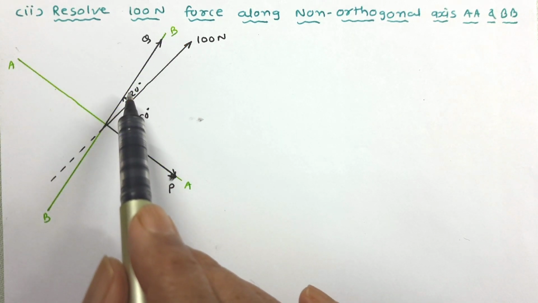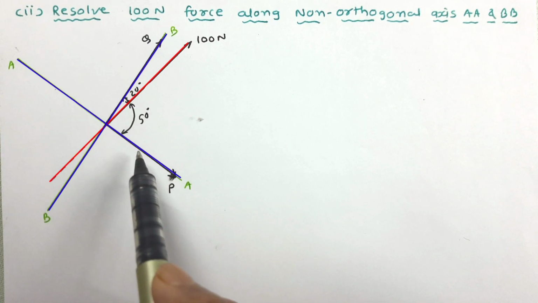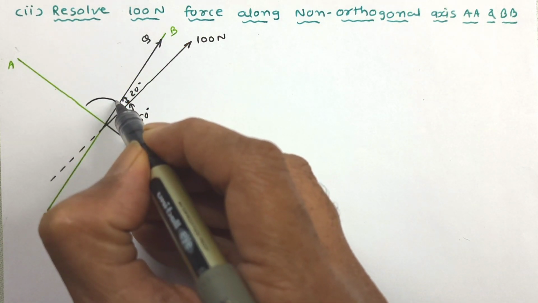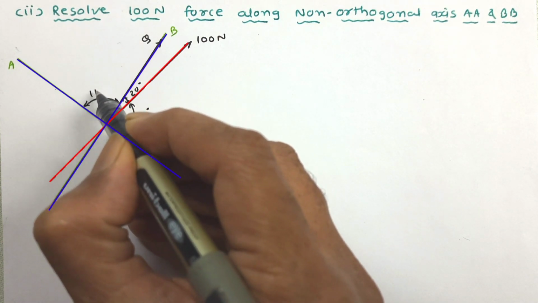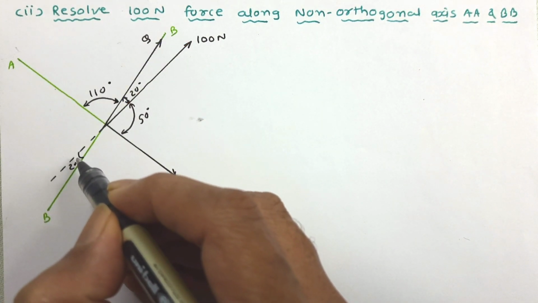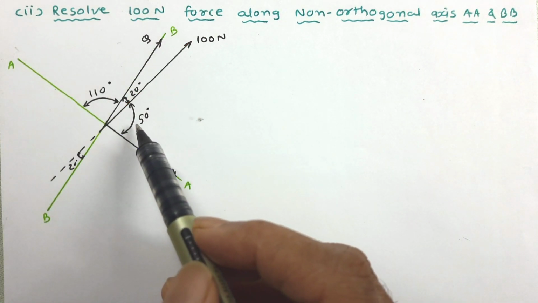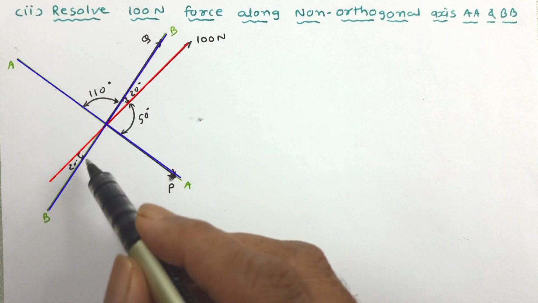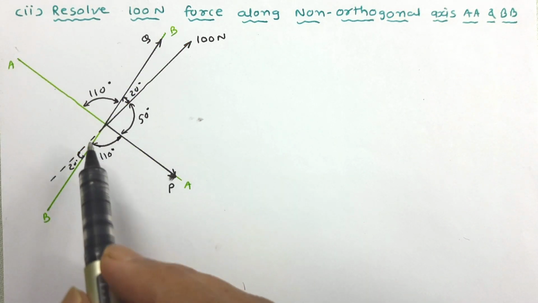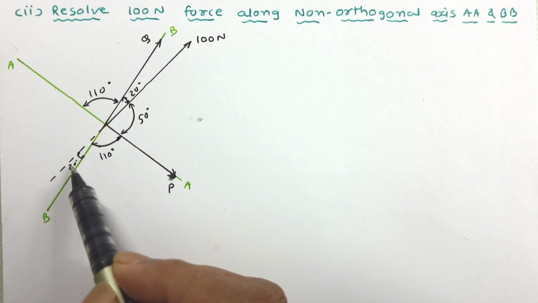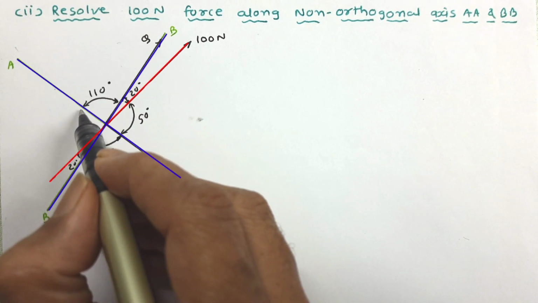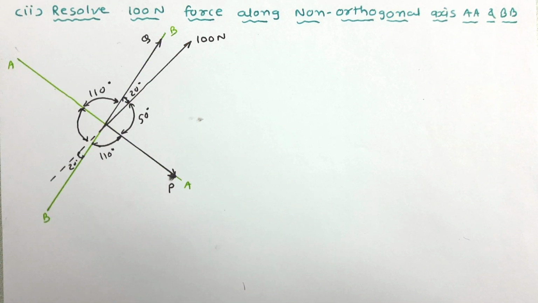So this angle is 50, this angle is 20, total angle is 180, so this angle will be 110. This angle is 20, so obviously this angle is going to be 20. This angle is 50, this angle is 20, so obviously this remaining angle is going to be 110. Now this angle is 110, this angle is 20, so the total angle is 130. So this remaining angle is going to be 50°.